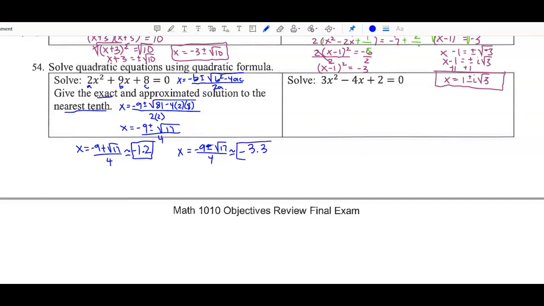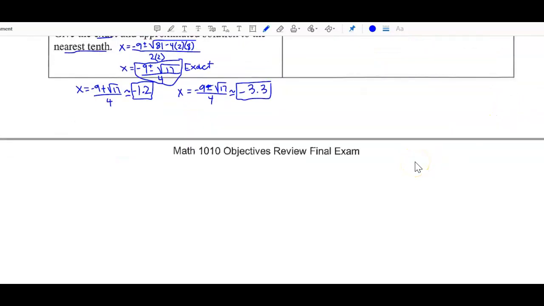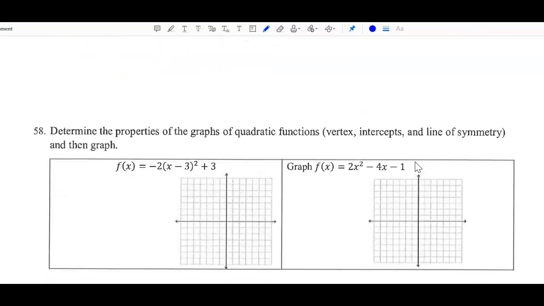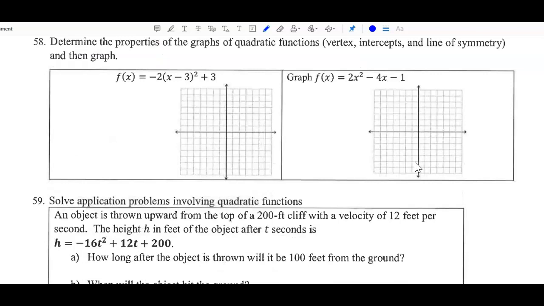So if it asks for exact solutions, this would be the exact. It already has your 2 in there, and you can just keep it written as plus or minus on the test, and then these are our 2 approximated answers for it. Okay. And then similar things are going to happen on that other one, so I'll leave that one for you guys to work through if you want a little bit more practice with that.